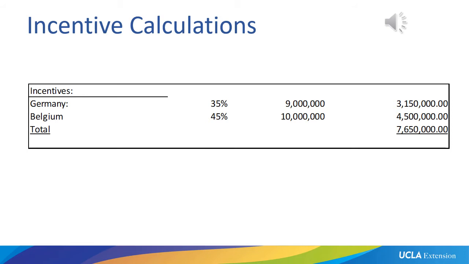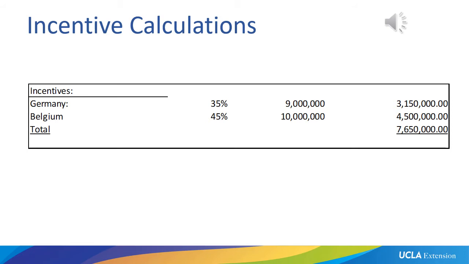In Belgium, we're actually only spending $10 million of our budget. So therefore, only $10 million are subject to the Belgian tax credit provision of 45%. So that means we'll get $4.5 million from Belgium.